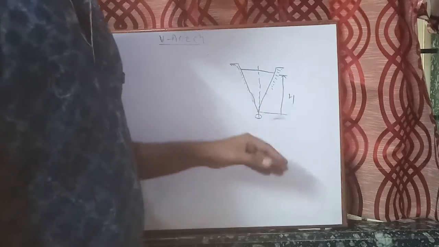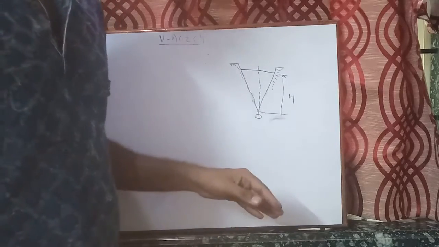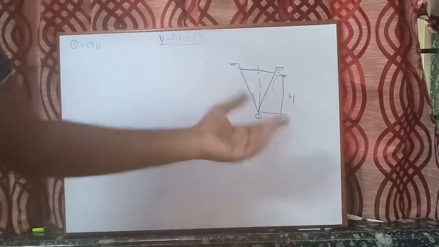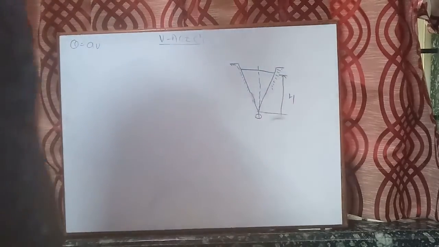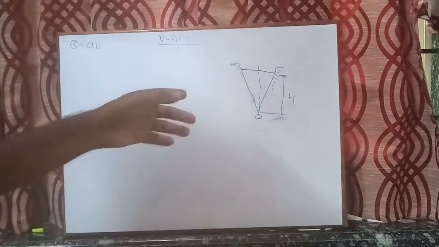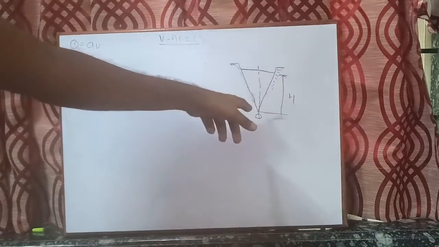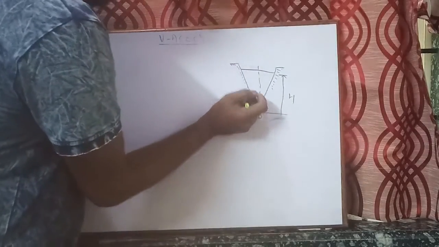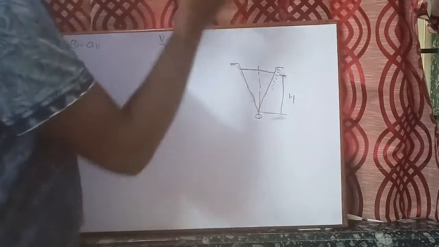Second reason, the discharge is not constant throughout the cross section. It will vary from point O to point H. It will keep changing. And also, the main reason, because your velocity at every point is different. At this point it will be different, at this point different, at this point different. So velocity will be different.